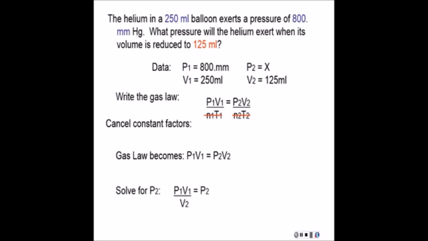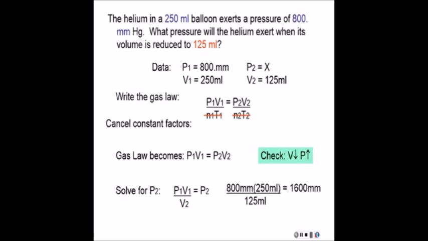So I'm going to now solve for my unknown, which is P2. And I do that by dividing by V2 on both sides. I plug my numbers in and I get 1600 millimeters for an answer. Now one way to check on this is to see how the volume has changed and predict what will happen to the pressure. So we see that the volume went down, so the pressure should go up, and this seems to fit.